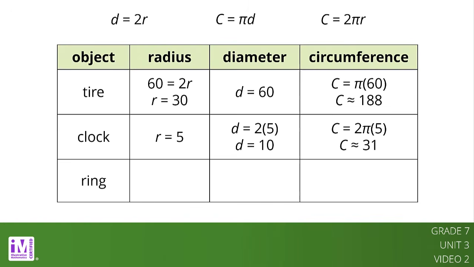If a ring has a circumference of 44 millimeters, that means the diameter is 44 divided by pi, which is about 14 millimeters. And the radius is about 7 millimeters. If we know any one of these measurements for a particular circle, we can find the others.